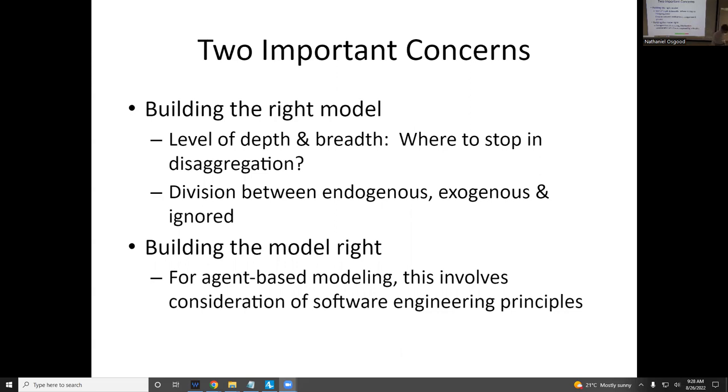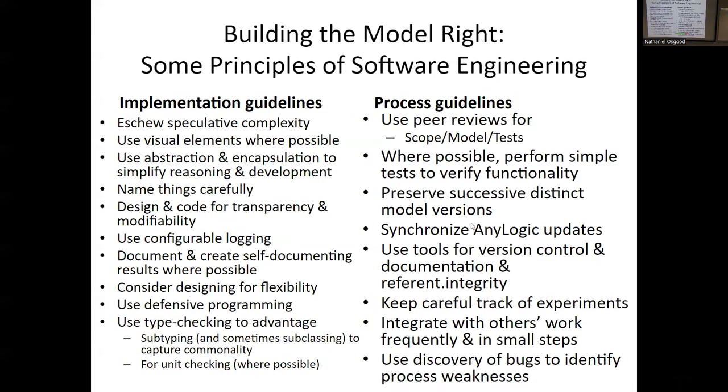Building the model right is a lot about the implementation. There's some formulation, but a lot of it is implementation. And there's this consideration of software engineering principles. These are just as important in modeling as they are in things like use in R and data analysis. So building the model right involves applying a set of software engineering processes, principles and practices. Some of these are more on the process side, and some are more on the implementation side.